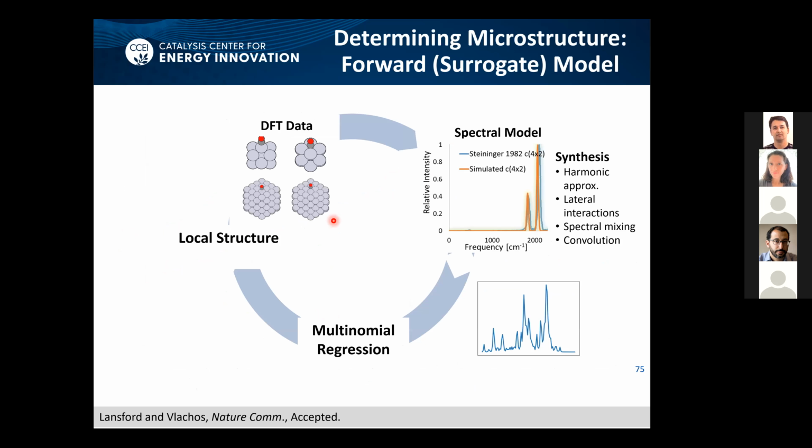So the way we do this, if we are going to use a training data set from DFT, we are going to convert this frequency into spectra, shown here in brown, with a little bit of theory. We are going to compare to experimental data shown, for example, in blue. You can see that we get very good agreement with the experiments.